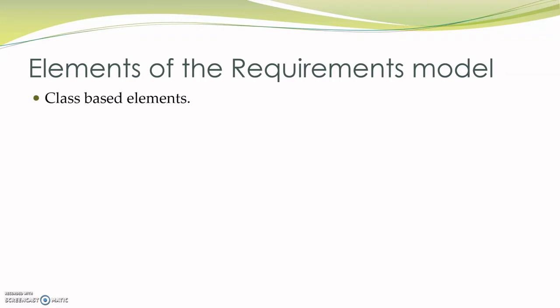The next element of the requirements model is class-based elements. Each usage scenario implies a set of objects that are manipulated as an actor interacts with the system. These objects are categorized into classes, meaning a collection of things that have similar attributes and common behavior. So now let's see the figure.